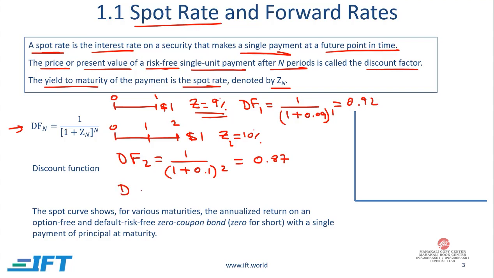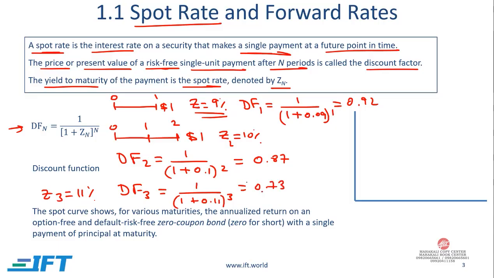Now I want you to do this. What is DF3? And keep in mind that DF3 means that there is a payment of $1 at the end of 3 periods. So DF3 is going to be 1 divided by 1 plus, and you need the spot rate. So let's say that spot rate is 11%. So I'm telling you that Z3 is equal to 11%. So what will you plug here? You'll put 0.11 and this needs to be raised to the power of 3. And when we do this, we get 0.73.